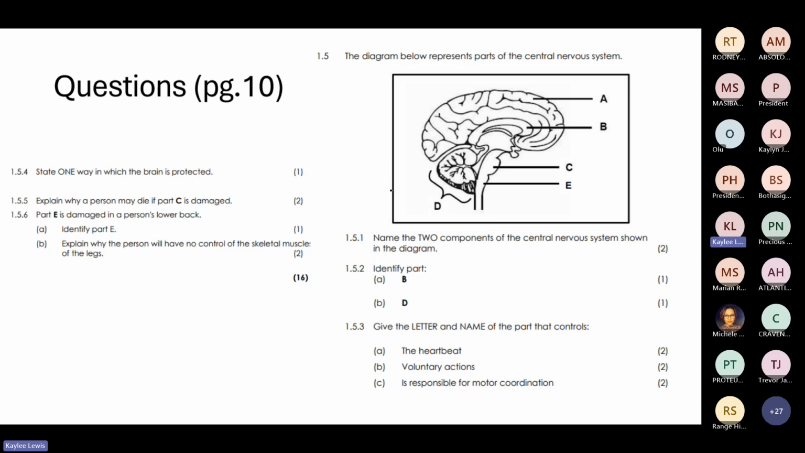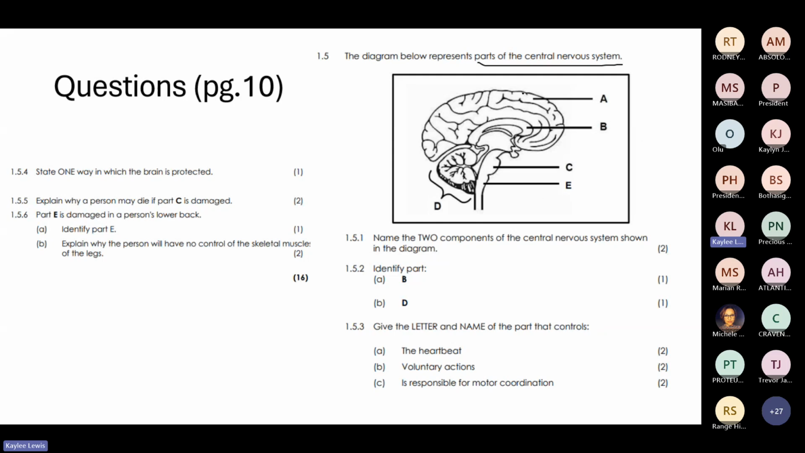So, firstly, it says the diagram below represents parts of the central nervous system. So again, before I even look at the questions, I like to orientate myself with the diagram. Remember, everything they give you in a question has information in it. Whether it's a text or it's a diagram, you have to make sure you interpret that before you look at the questions. Right, so what am I seeing here?